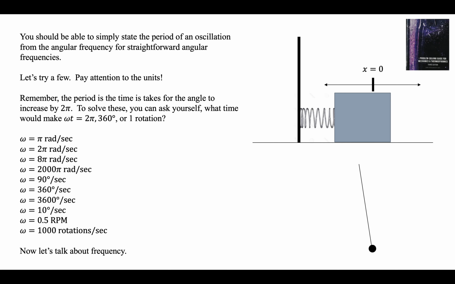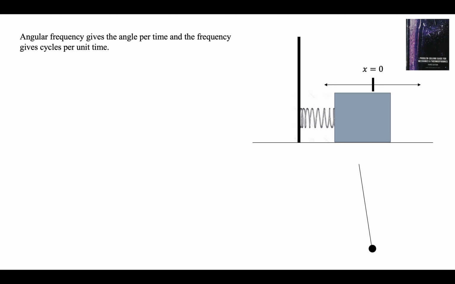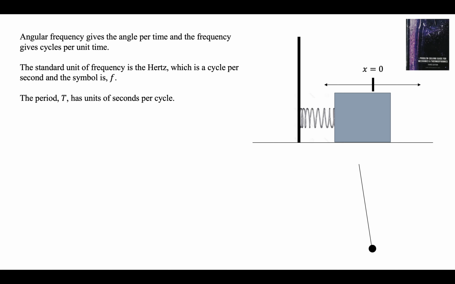Now let's talk about frequency. Not angular frequency, frequency. They're different. For some reason. Angular frequency gives the angle per time. Frequency gives cycle per time. The standard unit of frequency is the hertz, which is cycles per second. 10 hertz is 10 cycles per second. The symbol for frequency is F.